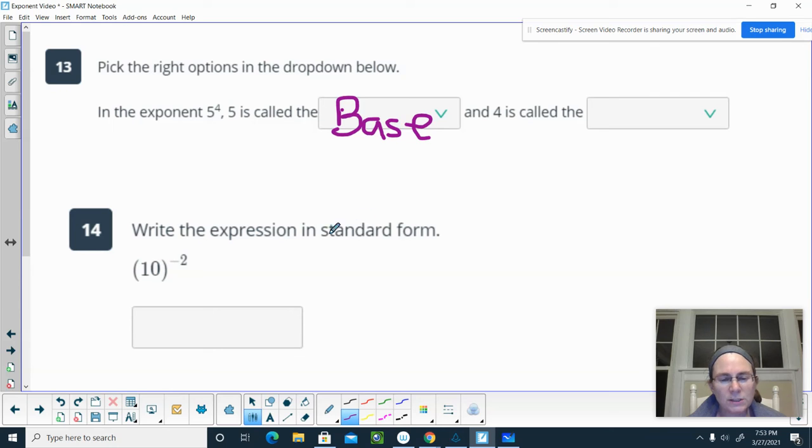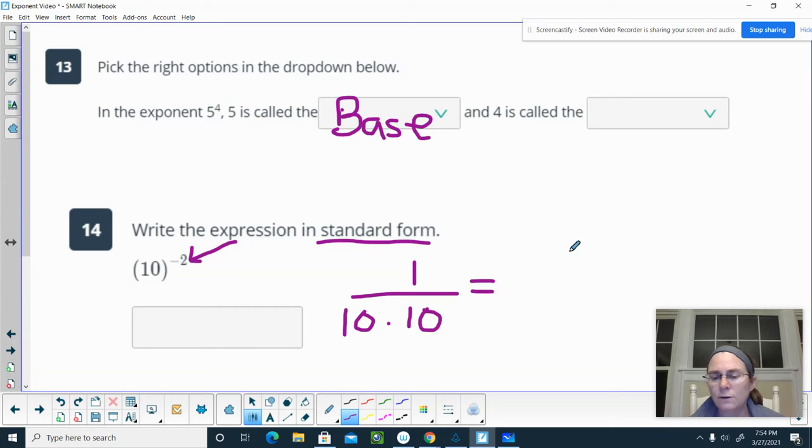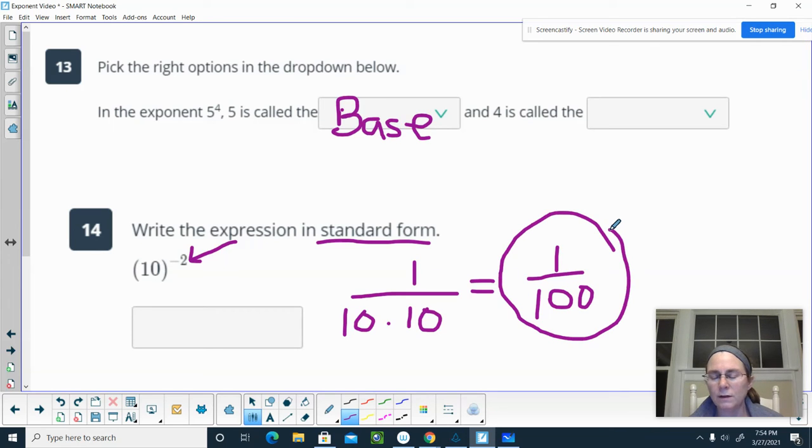Write the expression in standard form. Again, we have a negative exponent. What does that tell us? 1 is the numerator. The denominator is going to be that base number multiplied by itself. Now the base number is 10, multiplied by itself 2 times. It asks for standard form, so I need to multiply that out. 10 times 10 is 100. So this answer would be 1 over 100.